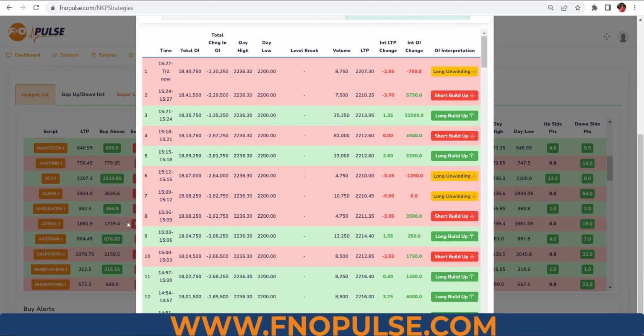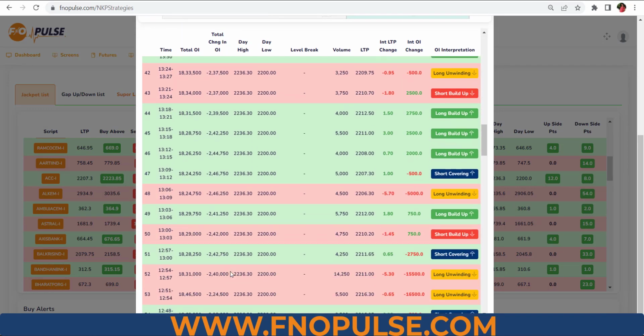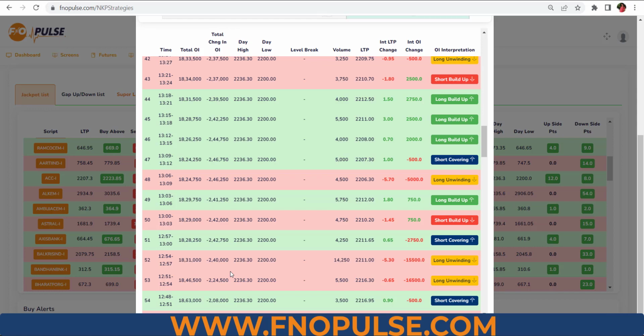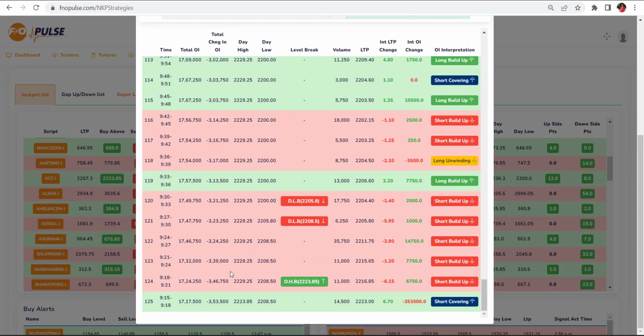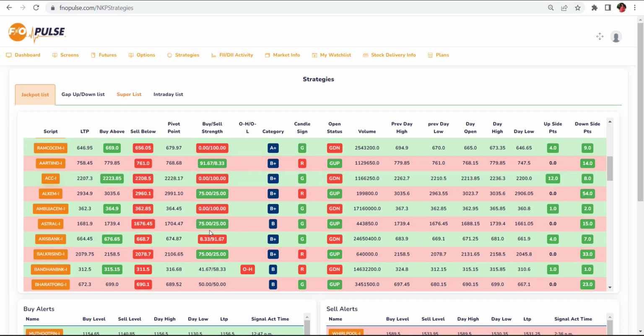ACC Cements. The entry is 2223. ACC gave 12 points profit from the buy entry level. At 2223, short covering happened in the morning itself, and the buy level was executed. So if you traded at this buy level, you may have got around 12 points in intraday.